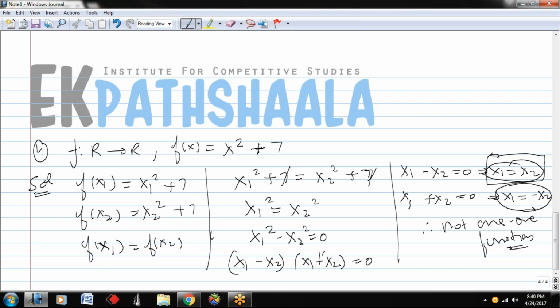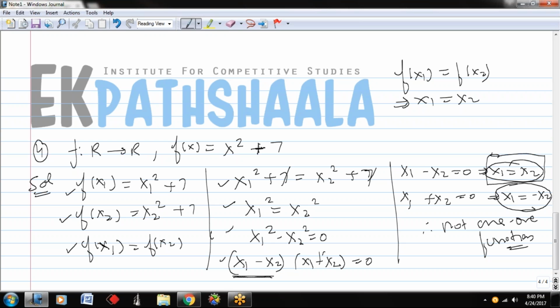So could you just tell me how that is not a 1-1 again? See, for a 1-1 function, we need that if we take f of x1 equal to f of x2, then x1 should be equal to x2. You can see it over here. f of x1 is equal to x1 square plus 7. f of x2 is equal to x2 square plus 7. Let us take f of x1 equal to f of x2. On solving it, I got x1 minus x2 into x1 plus x2 equals 0.